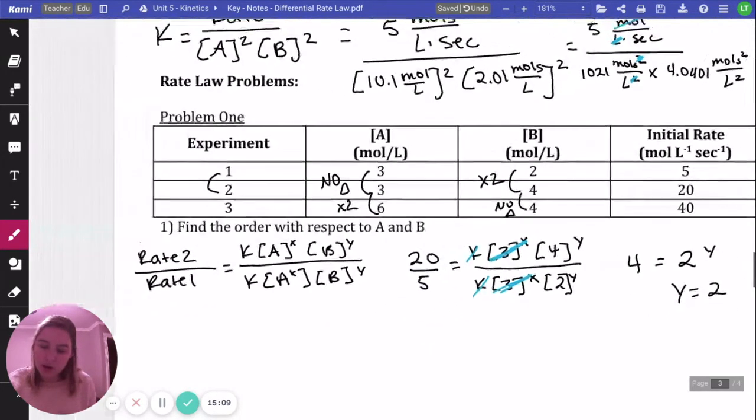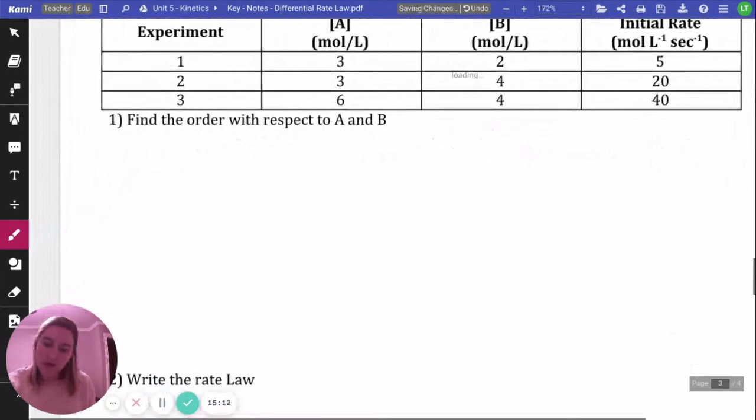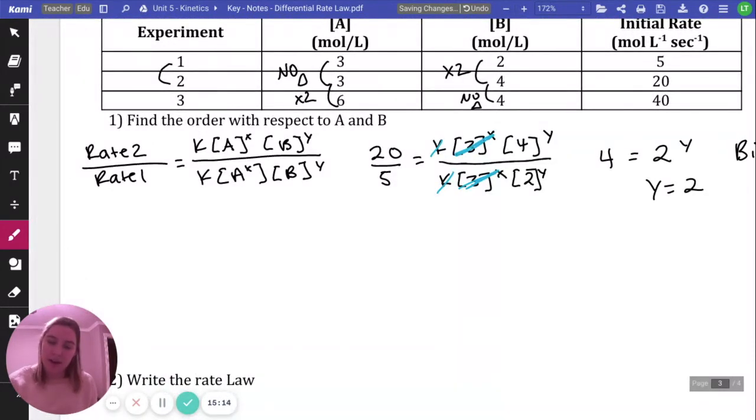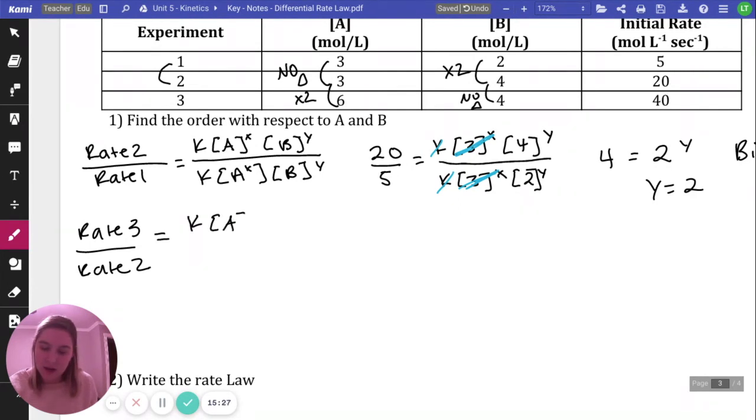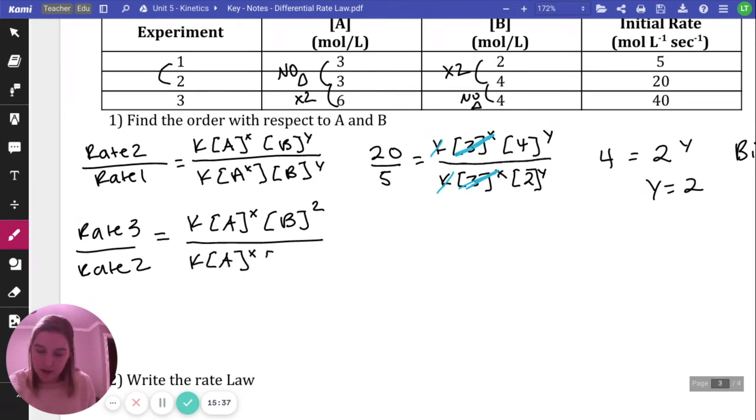All right. And then we're going to do the same thing in comparing rate 3 and rate 2 to figure out A. So rate 3 over rate 2. And once again, I always just do bigger rate over smaller rate because it ends up being a little easier. Goes K, concentration of A to the X, because we don't know its order yet. And then B squared, because we do know its order. Same thing down here. K, A to the X, and then B squared.